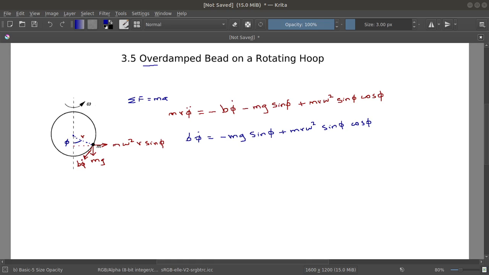Now I'm going to further simplify this so that it looks in this form, which is mg sine phi times (r omega square by g cos phi minus 1).